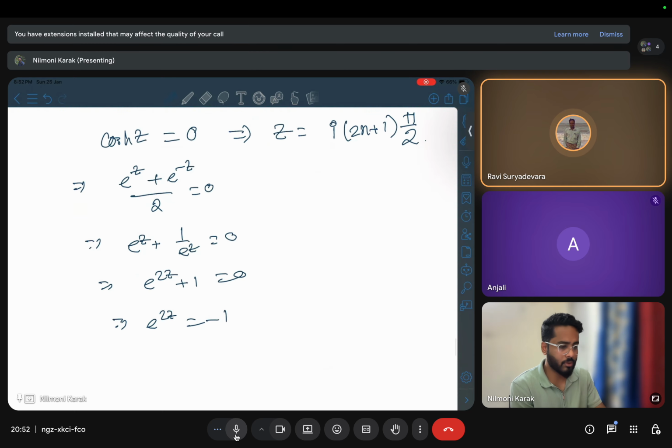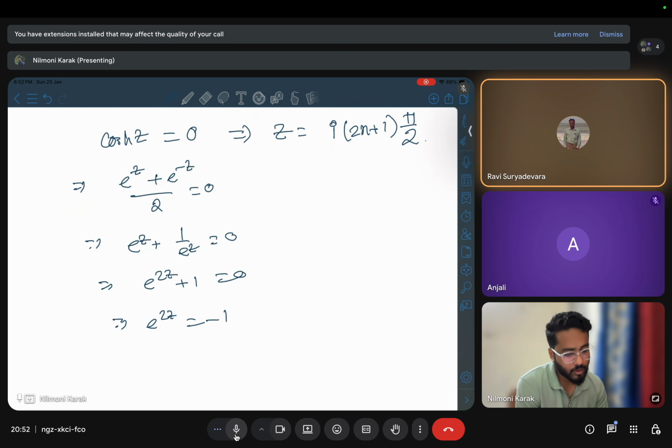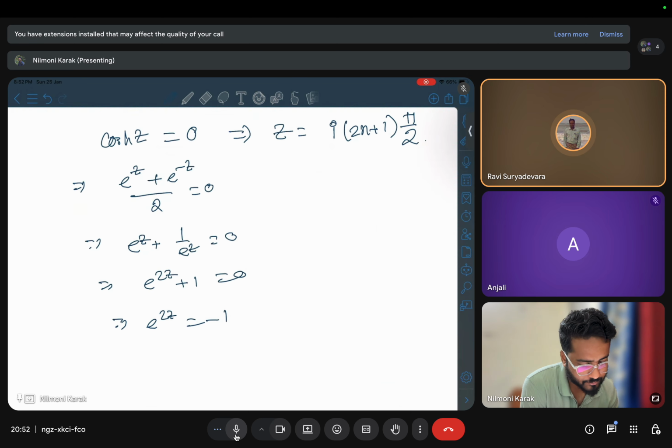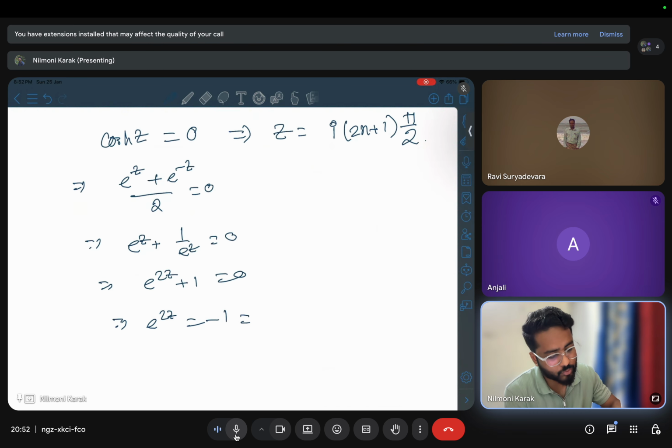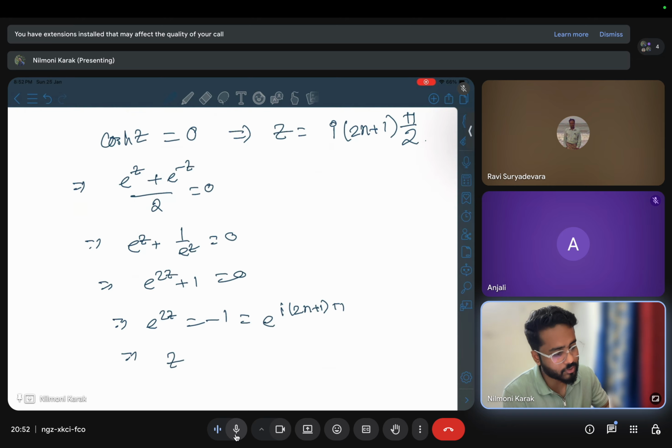So yes, there also you are getting the same. So it is a complex number. 2z is log of minus 1 to the base e. So minus 1 is e to the power what? Can you tell me? e to the power of i pi. Actually, i(2n plus 1) pi, that is minus 1. So the general solution: z equals i(2n plus 1) pi by 2.